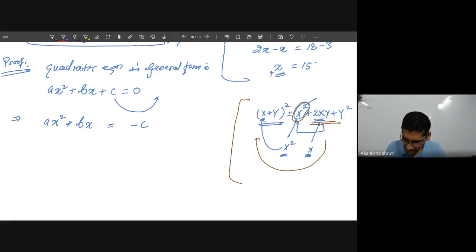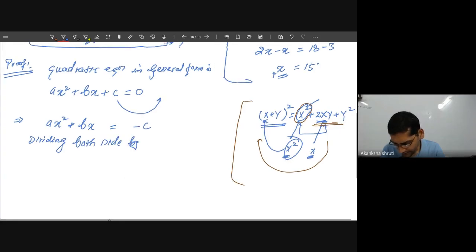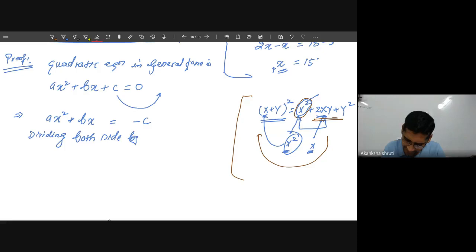Student, after this, see, even the first term contains a x square, but what we need is only x square. So how can that be obtained? Dividing both sides by a. So right, dividing both sides by a.